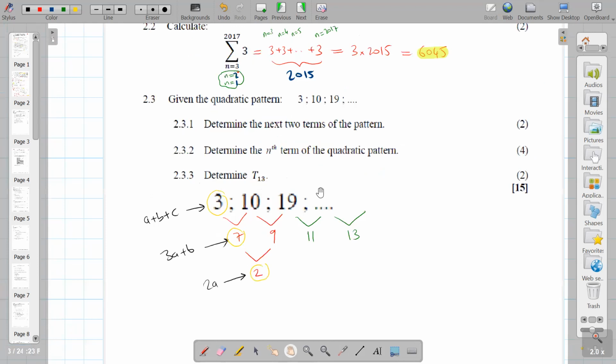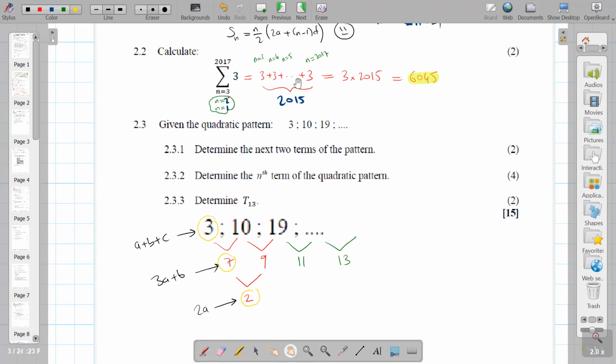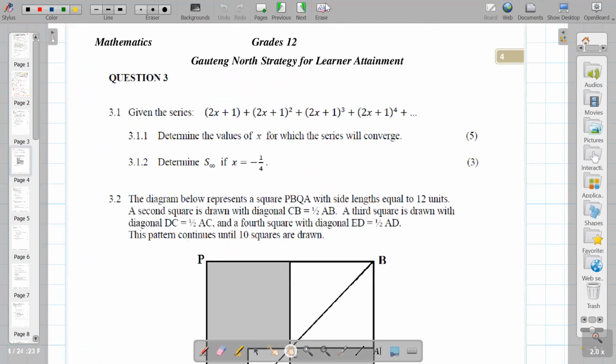Okay, just don't make any calculation error. I hope you find these quadratic pattern questions easy.